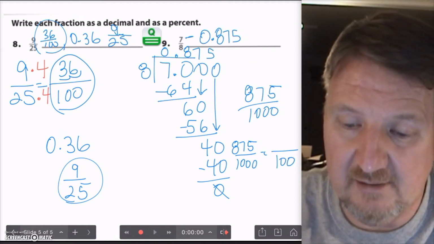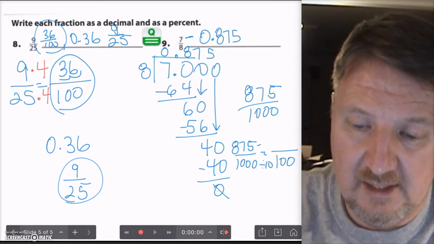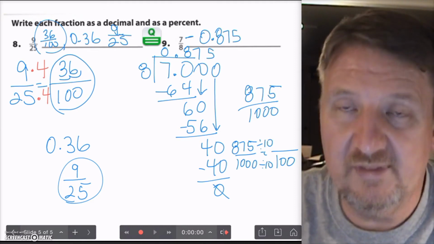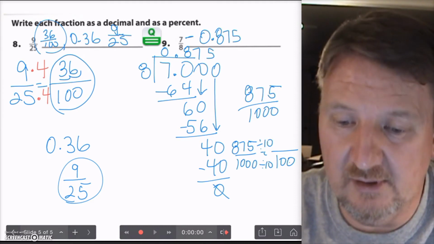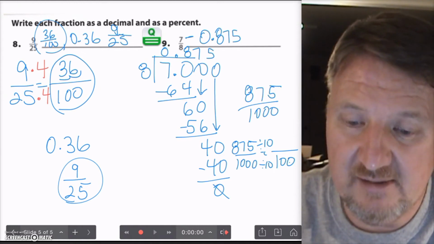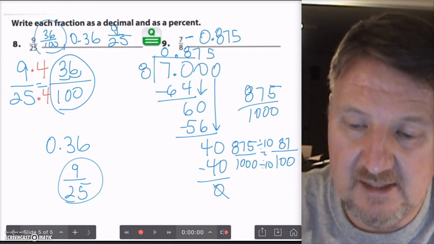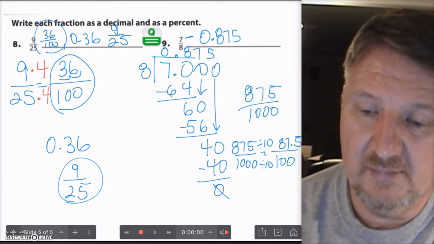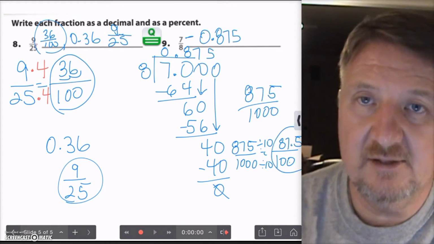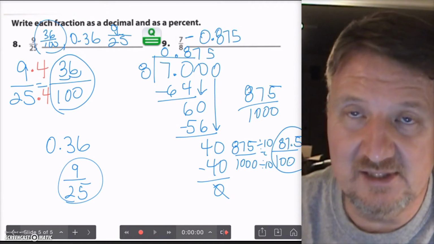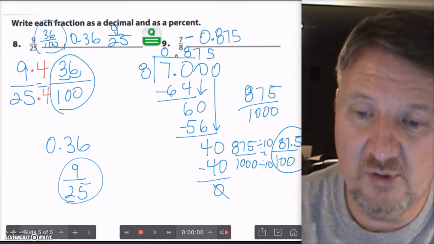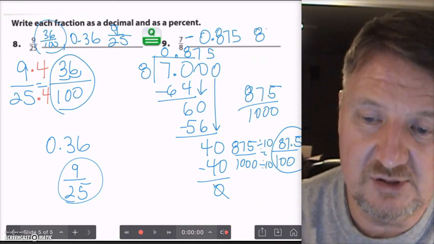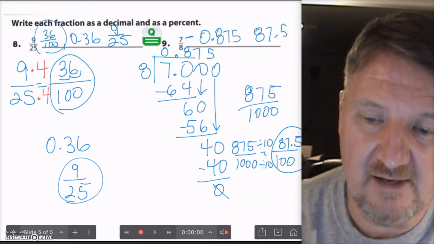So I have to divide by 10, and I divide this by 10. 1,000 divided by 10 is 100. 875 divided by 10 is 87.5. So now I can take this and turn it into a percent very easily because it's per 100. So 87.5 over 100 as a percent is 87.5%.